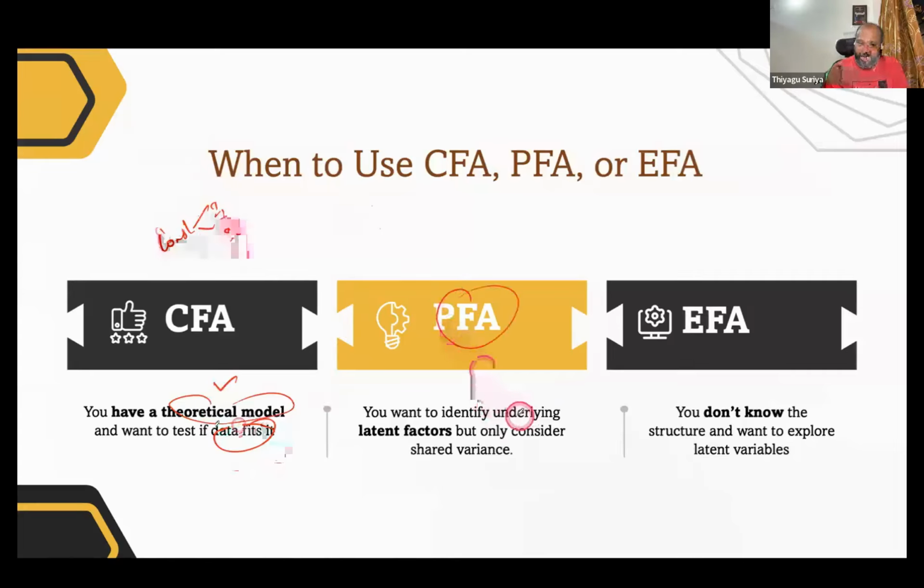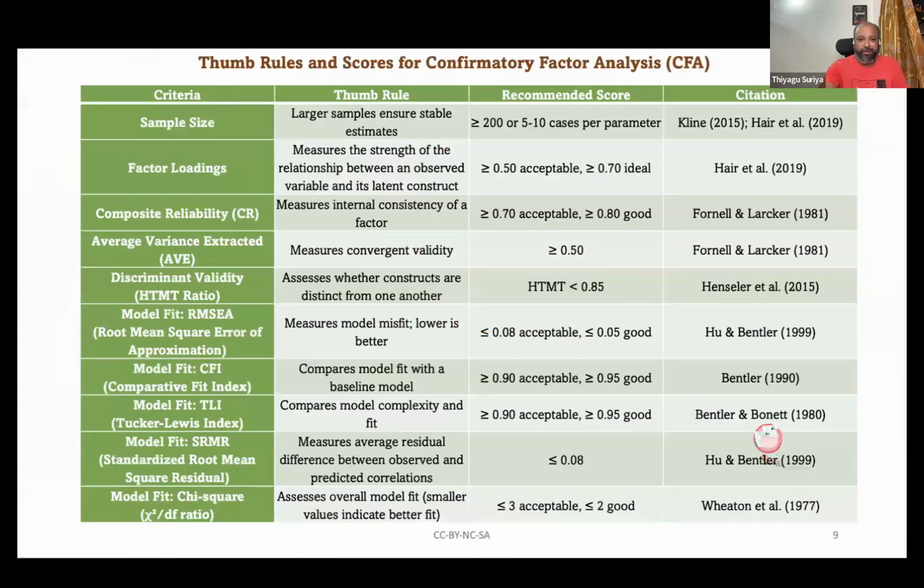With PFA, you want to identify underlying latent factors. That's called a latent factor, nothing but the factor or construct, but only considering the shared variance. You're developing a tool but you don't have any theoretical support and you don't have an idea about this, then you can go with exploratory PFA, and if you want to explore the latent variable, you can use it. And one more diagram.